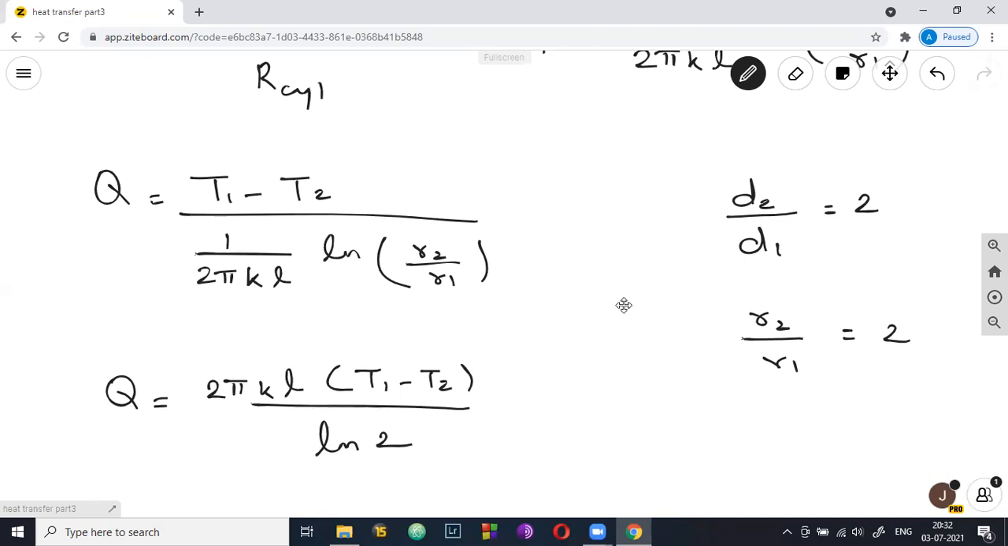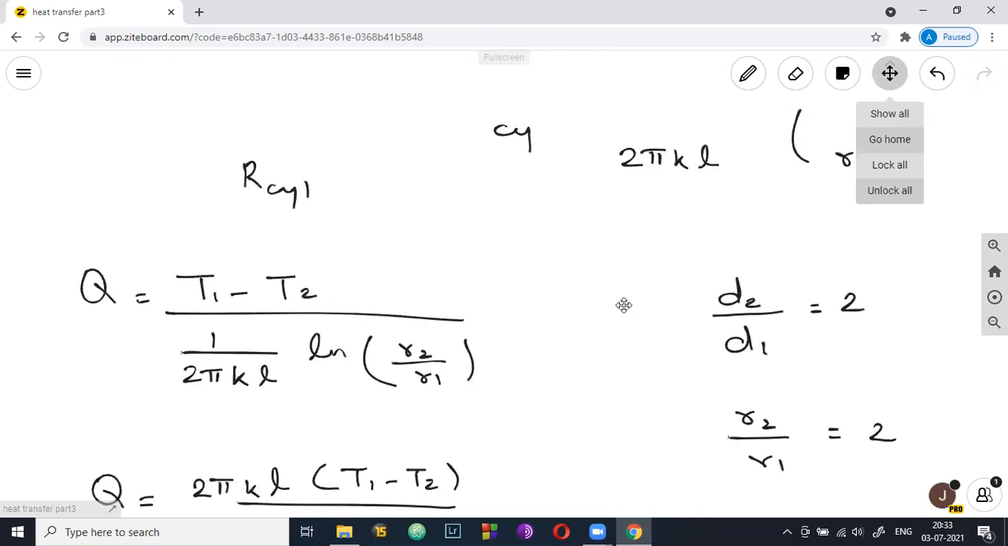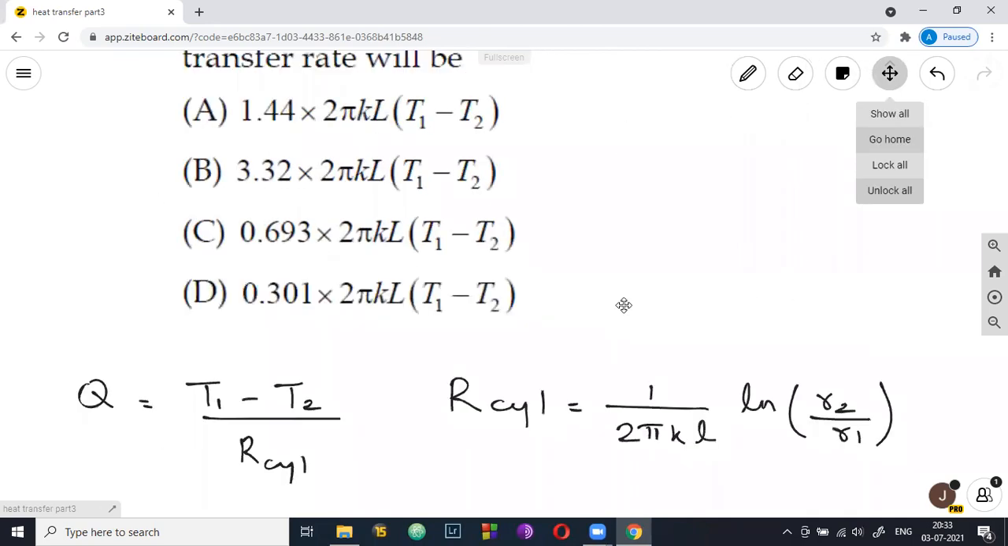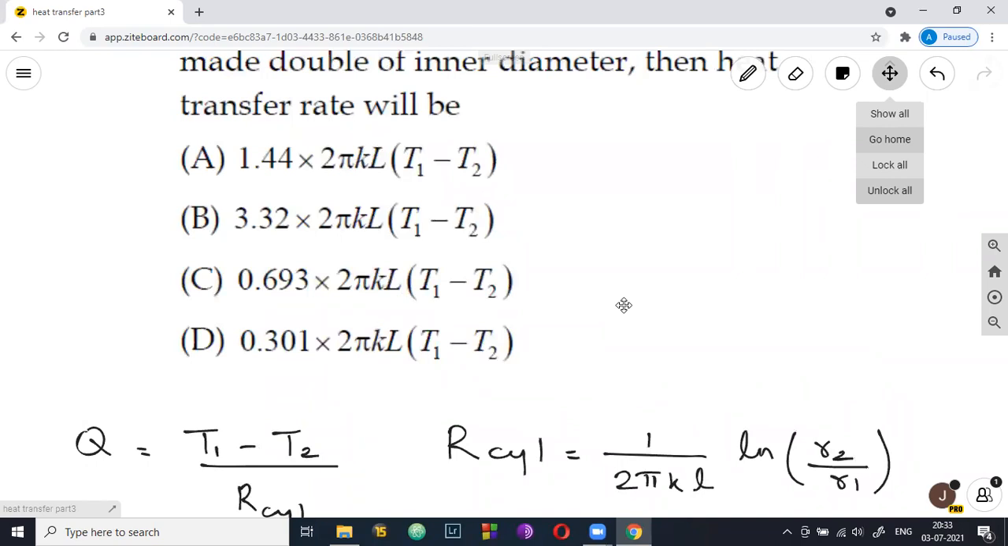Now, 2 pi divided by log of 2, you can find it in your calculators. Actually, what they have done in the option here, let's see. Oh, they have kept 2 pi KL the same. They have taken the reciprocal of log. So 1 by log 2 they found out. 1 by log 2 is 1.443.